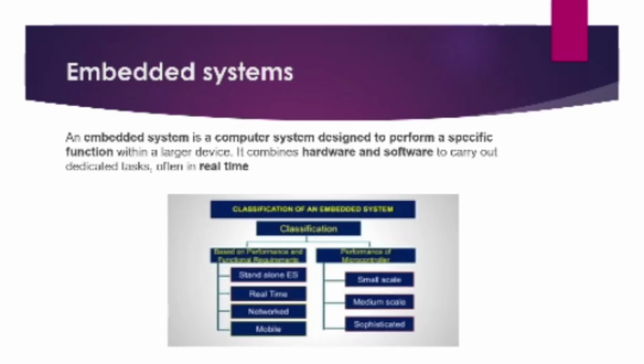Based on performance and functional requirements, embedded systems are classified as standalone embedded systems, real-time embedded systems, networked, and mobile embedded systems. In the same way, on the basis of the performance of the microcontroller, they are divided into small-scale embedded systems, medium-scale embedded systems, and sophisticated embedded systems.